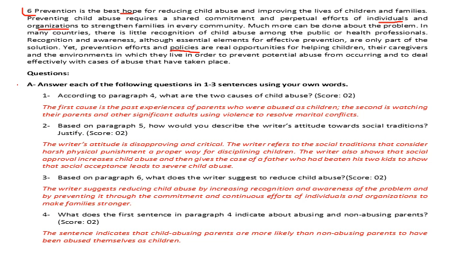According to paragraph 4, what are the 2 causes of child abuse? According to paragraph 4, of course, the first cause is that it's passed down. The parent himself or herself was abused. The second is watching their parents and other significant others or adults being in a violent or bad marital relationship.